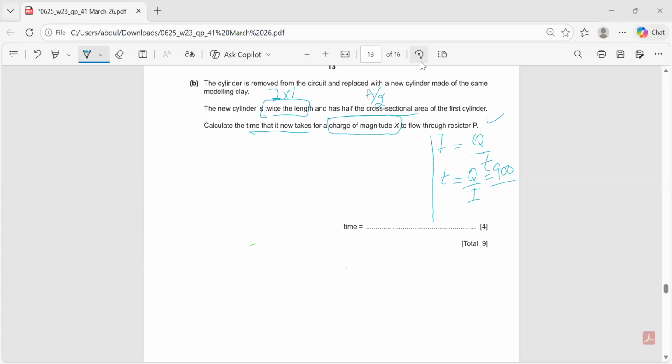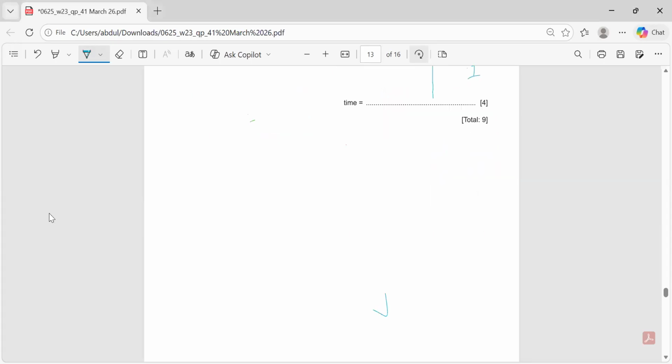Okay, my dear friends. Now calculate the time that it takes for the charge. We need to calculate current. For current, we need to know R, because very simple, we know V is equal to IR. So if we are having total resistance, we can easily calculate current, because total voltage is already there.